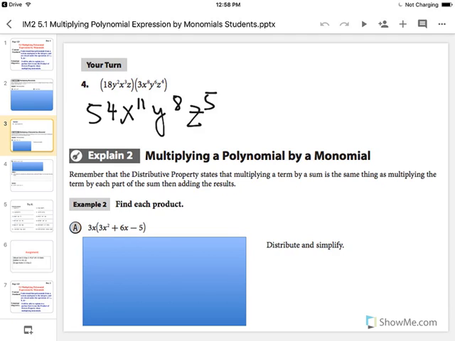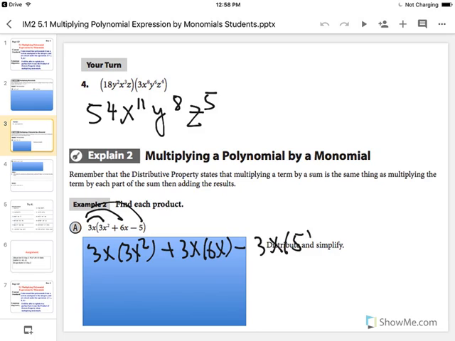Example 2. So example 2a, we have a monomial times a trinomial. It's the same thing as distributing. So this is 3x times 3x squared, plus 3x times 6x, and we have minus 3x times 5. So this gives us 9x to the third power plus 18x squared minus 15x. So the result of a monomial times a trinomial gives us a trinomial product.